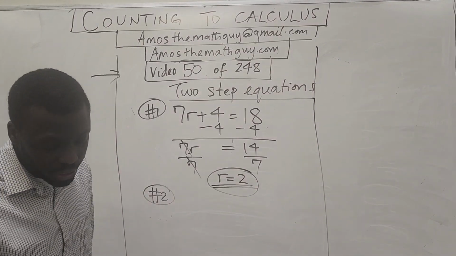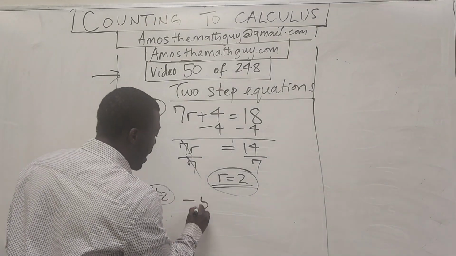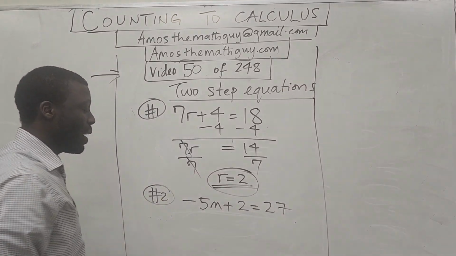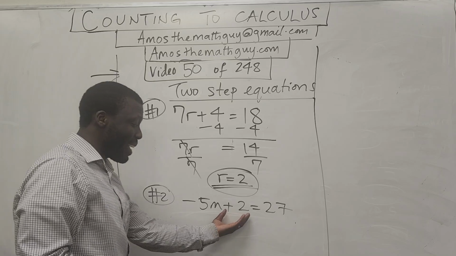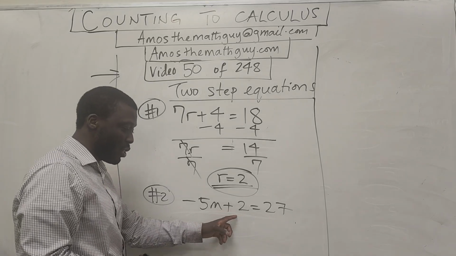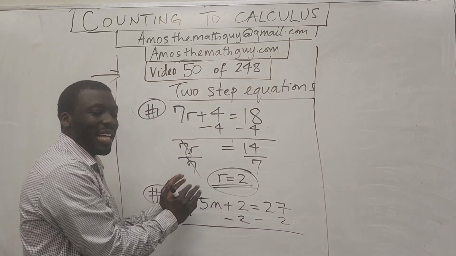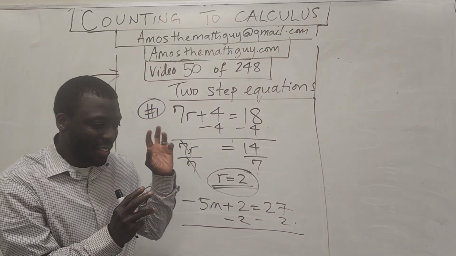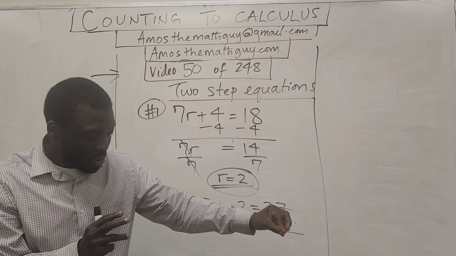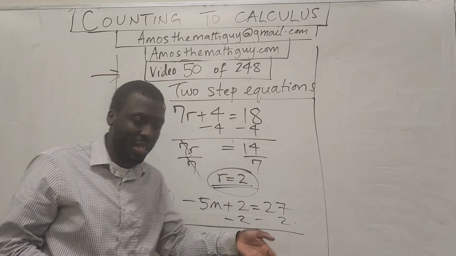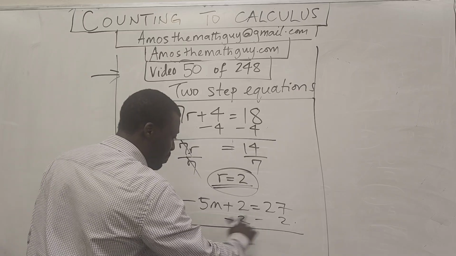Number 2. What if we have a situation where it's negative 5m plus 2 is equal to 27? Well, we need to ask, what is the thing I need to get rid of right away? It's this 2. I will get to the variable. It's almost like you're trying to get to a specific corner. Before you get there, get everything else out of the way, and then you can get to the thing you need. And so now we're going to subtract 2 from both sides.